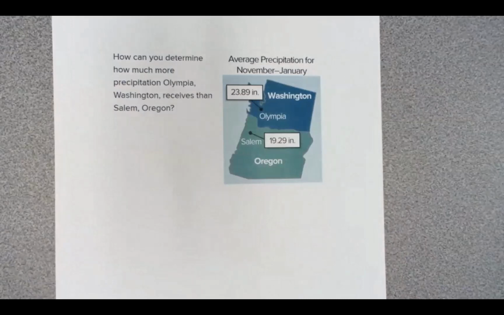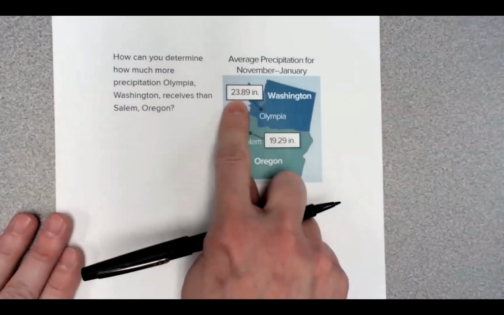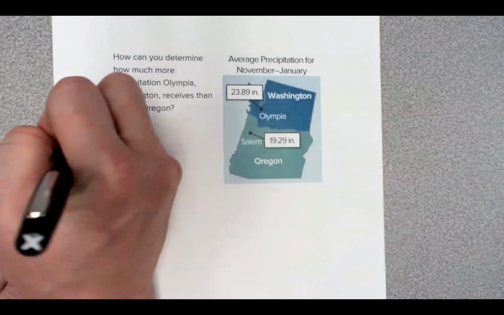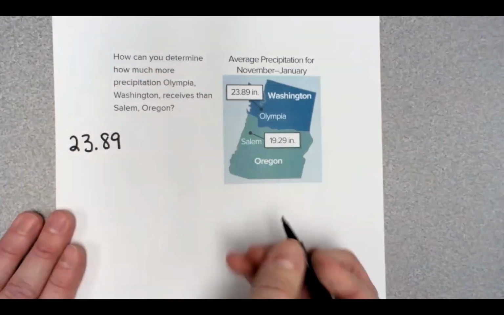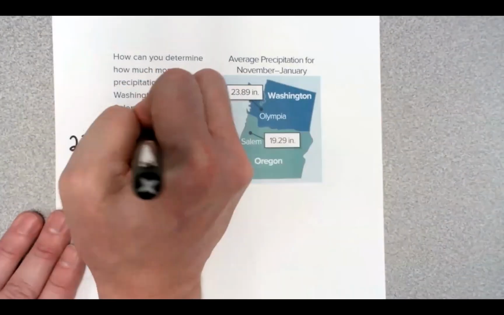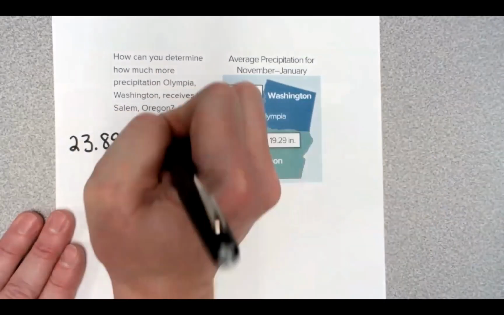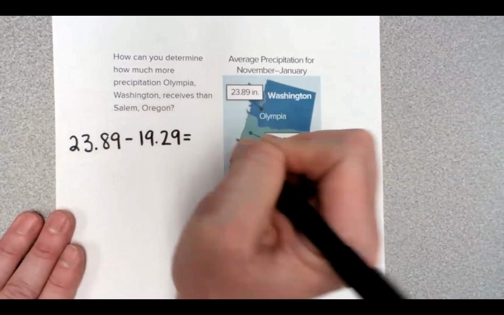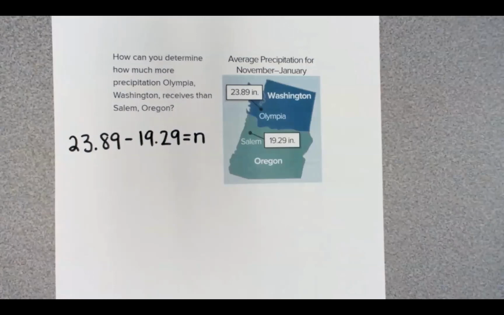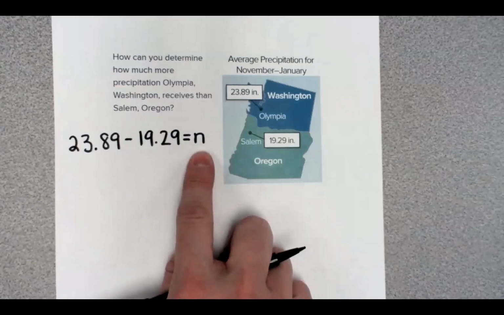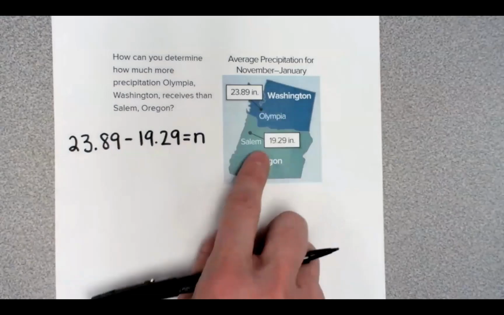So let me go ahead and set up the problem by writing an equation. Again, we are comparing how much more precipitation was in Olympia, Washington than Salem, Oregon. So that tells me I'm going to start with my larger decimal, and then I'm removing the precipitation from Salem, Oregon to find out the difference, or how much more occurred in Olympia, Washington. I'm going to use a symbol for the unknown because we do not yet know the difference between Olympia and Salem's precipitation. So that N represents how much more rainfall fell in Olympia than in Salem.